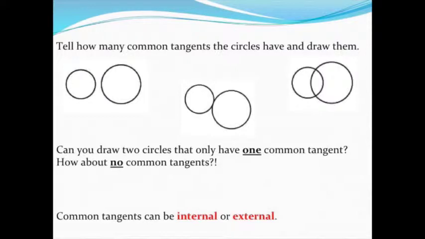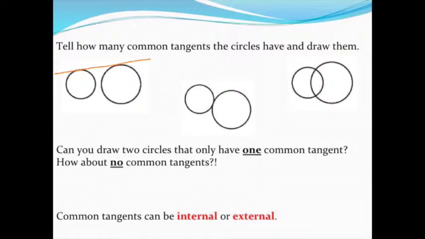To draw a common tangent means I want to draw one line that's tangent to both circles, meaning it touches both circles just one time. So in this first set of diagrams, these two circles side by side, I can draw a common tangent by drawing a line right there. So it's tangent to both circles. It touches each circle only once.